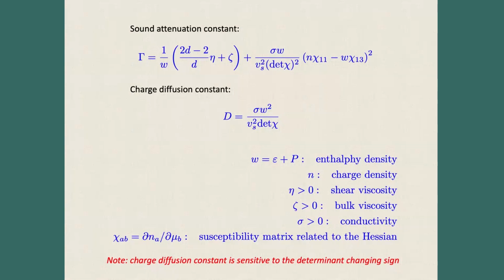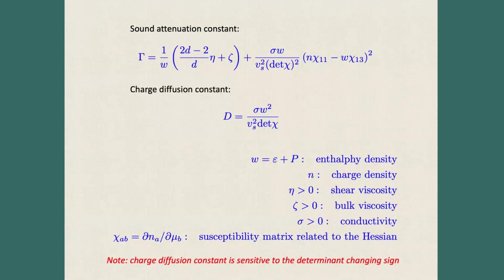But note one thing. There is a determinant of the susceptibility matrix, which is related to this Hessian I was talking about, right? This is the derivative of n, the conserved charge densities, with respect to chemical potentials. So the determinant of this matrix enters the expression for the imaginary part of both modes. But notice one thing. In the sound mode, it happily enters as a square. So if it changes sign from minus to plus, nobody cares, right? So it's still stable.